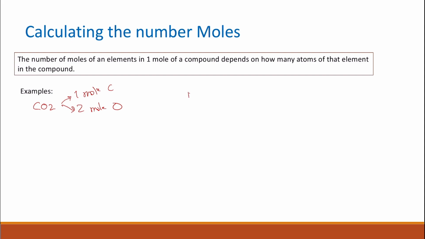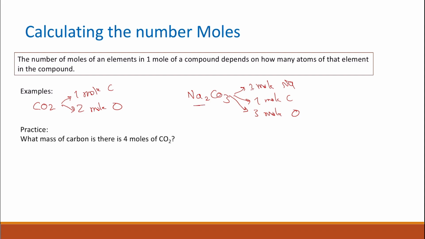Let's have a look at another one. So let's have a look at sodium carbonate. So sodium carbonate: 2 moles sodium, 1 mole carbon, and 3 moles of oxygen, and so on. So you can apply this for any compound, just looking at how many atoms there are in the compound, and then 1 mole of a compound will contain that number of moles of atoms. So like here, sodium 2, that means 2 moles of sodium, and so on.